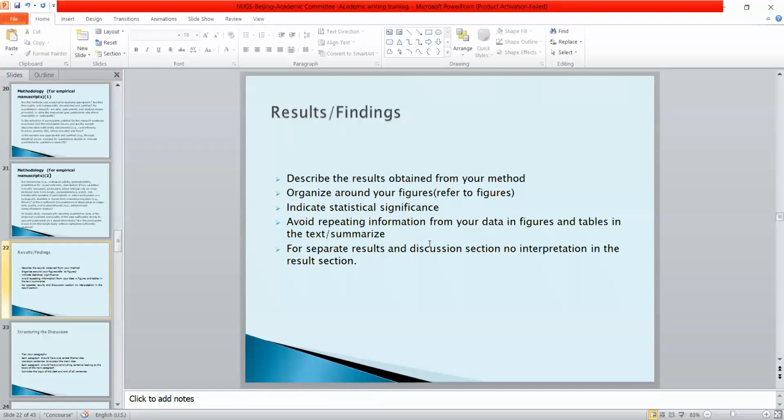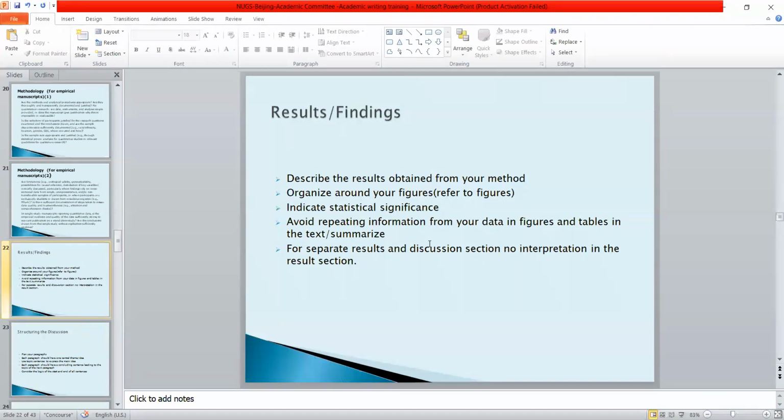So most of the time you refer to figures, tables, pie charts, and those kinds of things. That is what we use, depending on what type of paper you are writing. Then you indicate the statistical significance. If the percentage of the women is 30%, and that of the men is 30%, does this variation have any statistical significance on your work? You must always indicate them.